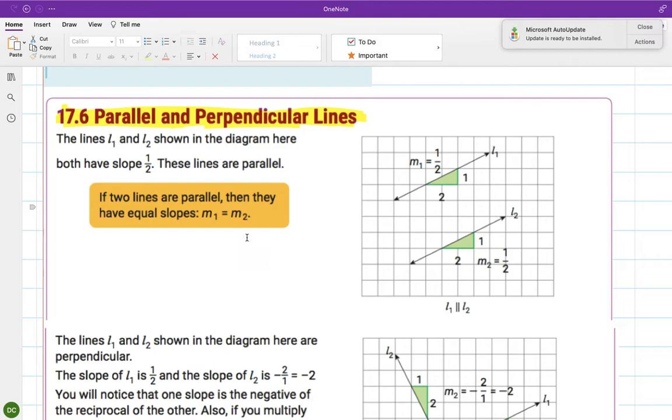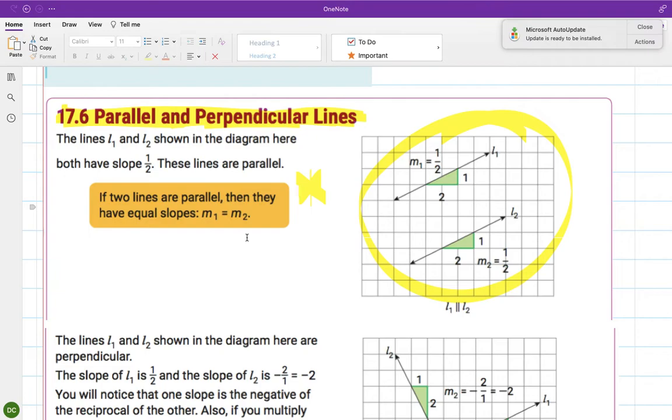Hopefully it's obvious. In order for lines to be parallel, they must have the same slope. You can see these two lines here. They both have the same slope, which means they both tilt the same angle. The whole point of parallel lines is that they're the same distance apart and they never meet, which means they have to have the same slope. So it says it over here. If two lines are parallel, they have equal slopes. So the slope of the first line is the same as the slope of the second line.